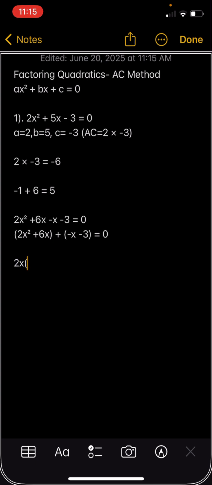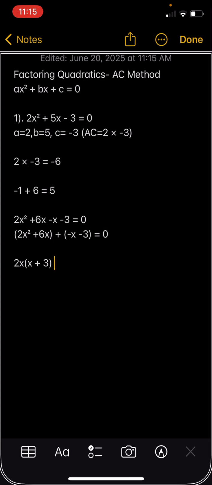Now, using the quotient rule, we can say that 2x into 2x squared would leave us an x. We bring down our positive sign. 2x into 6x will go 3 times. So we have factorized the contents of that first bracket there.